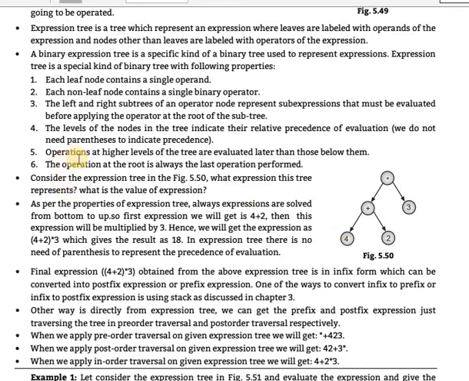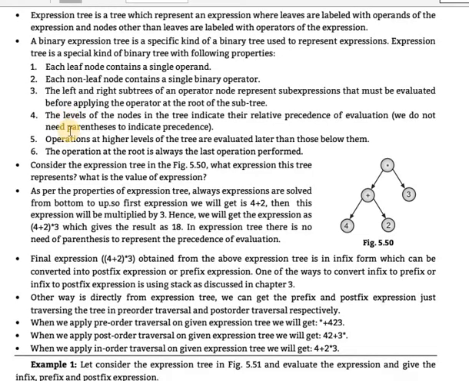In the 5th property, what does it say? Operations at a higher level of the tree are evaluated later than those below them. Means you go from bottom to top. In the 6th property, it says that the operation at the root is always the last operation performed. Sorry, the root will be performed last. These are the properties used when we solve the expression.